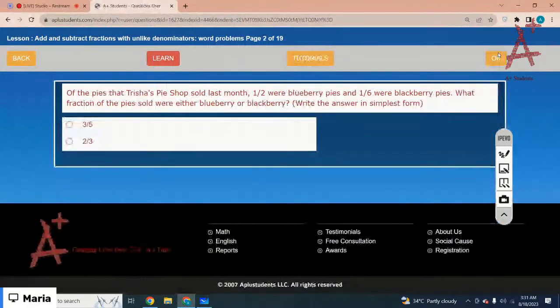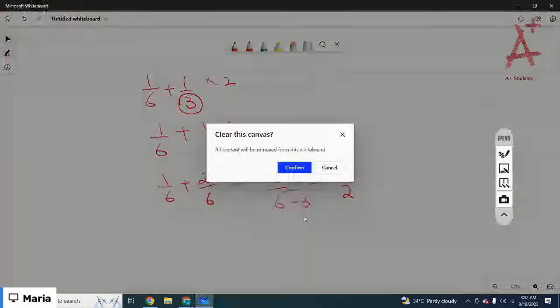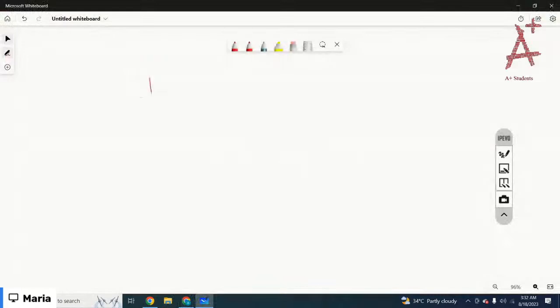Of the pies that Trisha's pie shop sold last month, half were blueberry pies and 1/6 were blackberry pies. What fraction of the pies sold were either blueberry or blackberry? So you have to add 1 over 2 and 1 over 6. So you have to make the smaller denominator equal to the greater one, right? So 2 times 3 is 6.